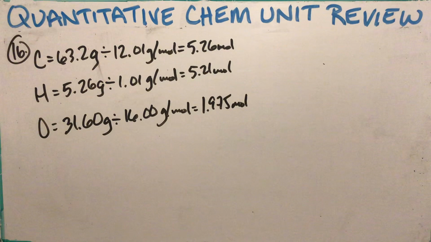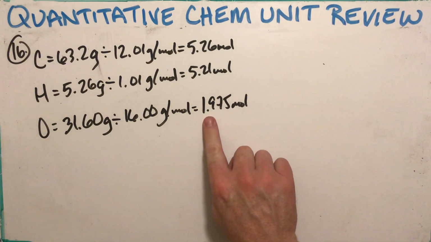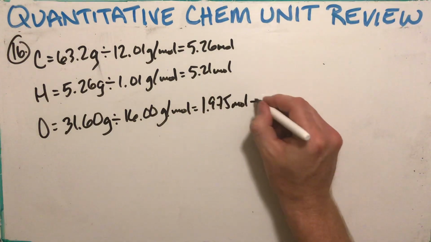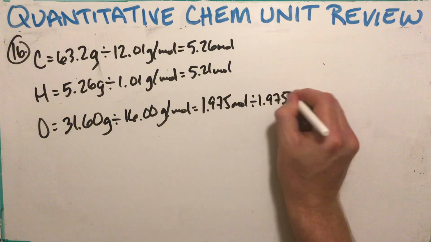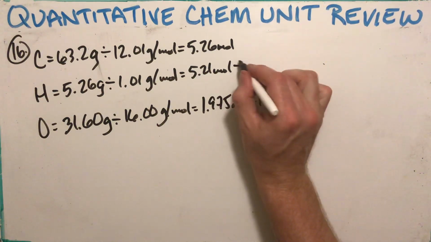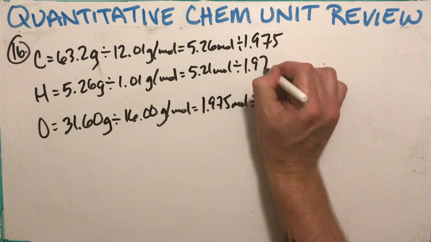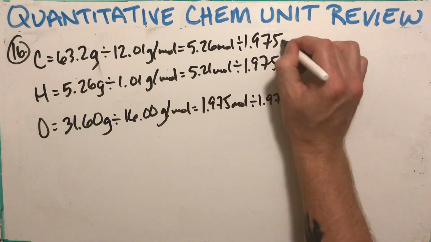Now I'm going to divide by the lowest mole number. And the lowest mole number here is 1.975, right? I got 5 and 5. 1 is way below those. So I divide each one by 1.975 moles.